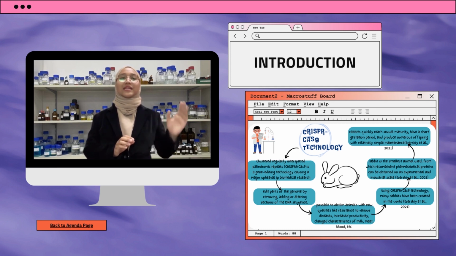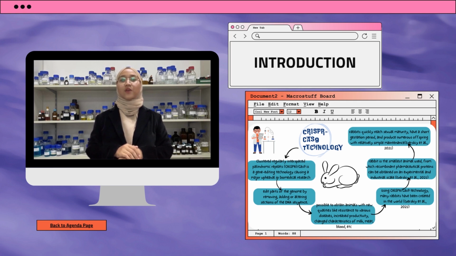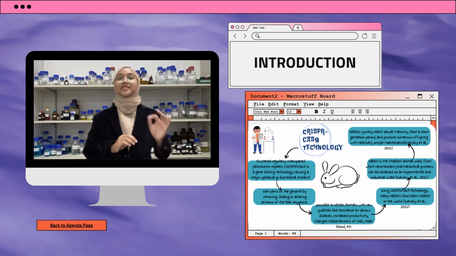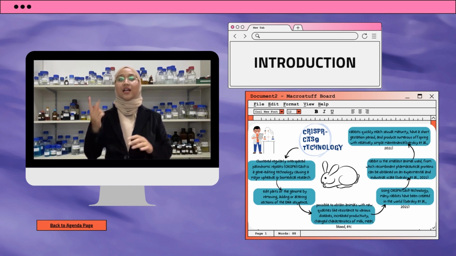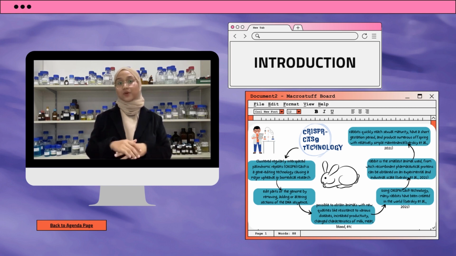So, clustered regularly interspaced short palindromic repeats, or what we call CRISPR Cas9, is a gene editing technology causing a major upheaval in biomedical research. CRISPR Cas9 is a unique technology that enables geneticists and medical researchers to edit parts of the genome by removing, adding, or altering sections of the DNA sequence.